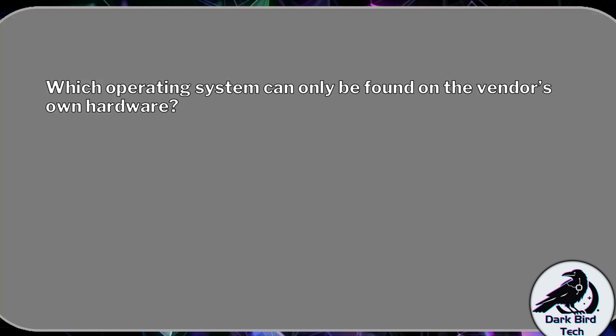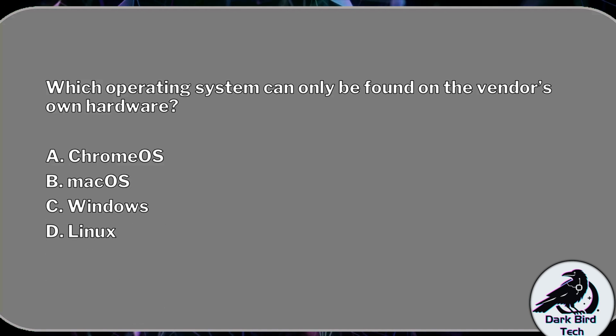Alright, which operating system can only be found on the vendor's own hardware? Okay, so we're probably going to get a couple of operating systems here. So pause if you want to. But our options are Chrome OS, Mac OS, Windows, and Linux. Okay, Windows, you're probably already used to seeing that on plenty of different manufacturers' computers. And Linux, yep, you can put that on anything you like, as long as the hardware supports it.